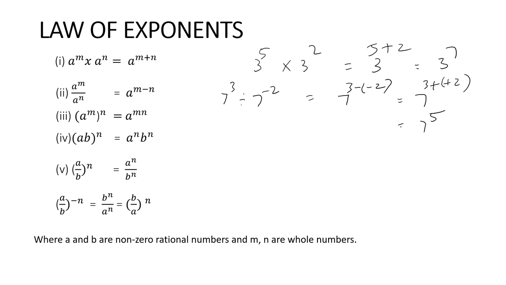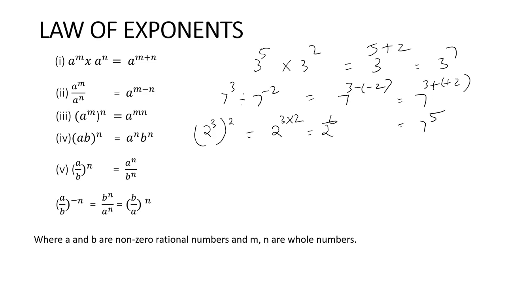Now the third one, a raised to m the whole raised to n. Suppose you have 2 raised to 3 the whole raised to 2. According to the result, it is a raised to mn. mn means m into n. So we can write this as 2 raised to 3 into 2, which is 2 raised to 6.